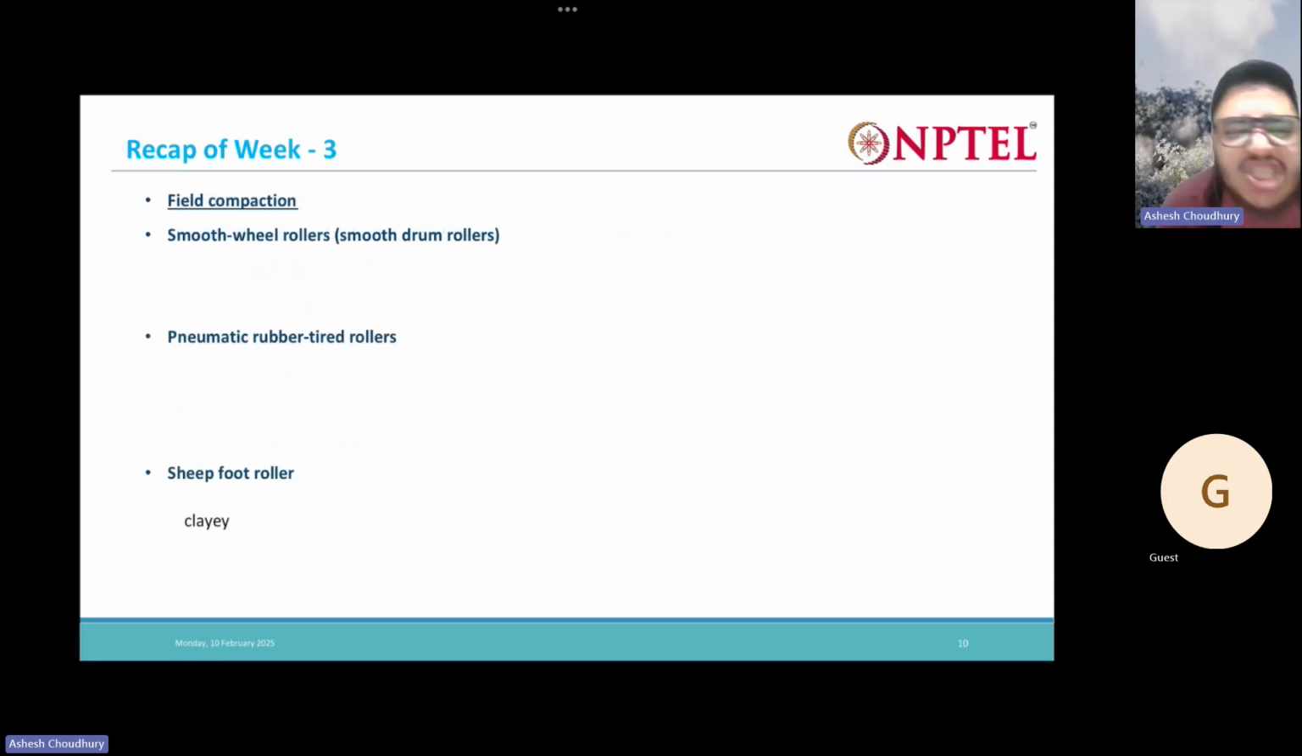Now how do we achieve compaction in the field? For that we need to use rollers. Rollers are of different types. One is the smooth wheel roller, smooth drum rollers. You might have seen this type of roller around you, at construction sites, or when roads are being constructed. This is the most common type of roller that is generally visible around us.